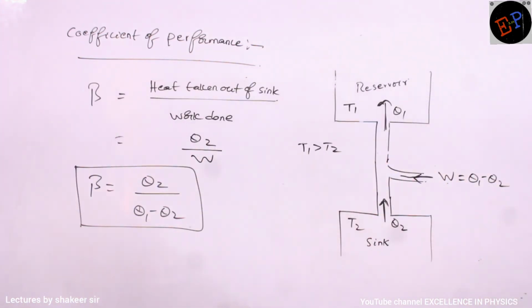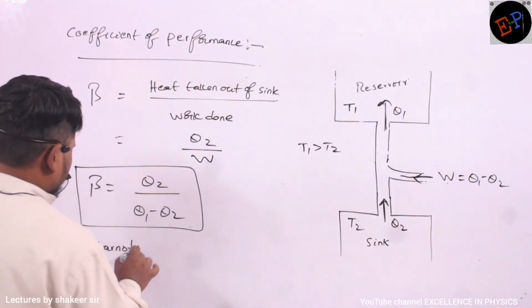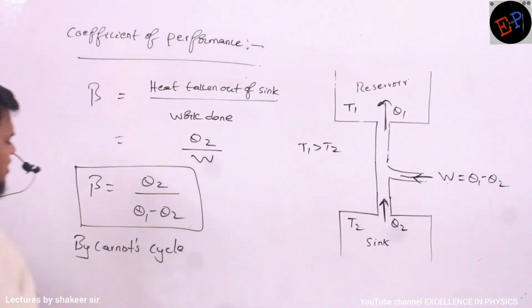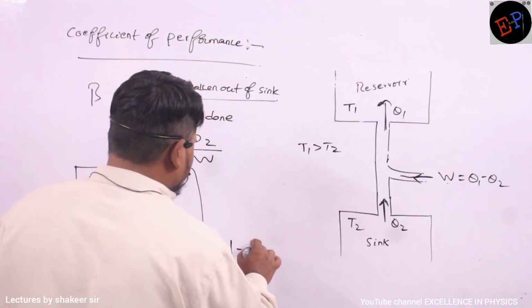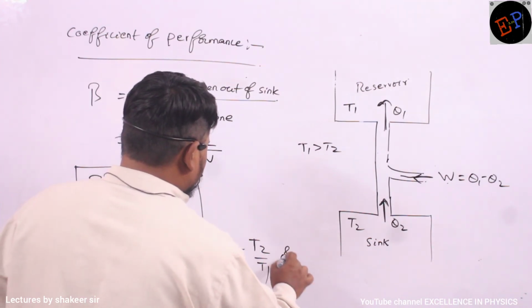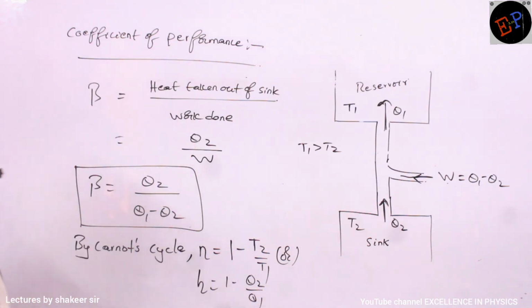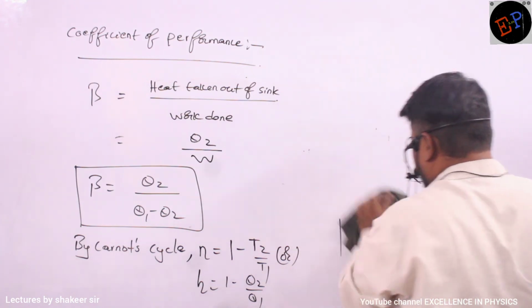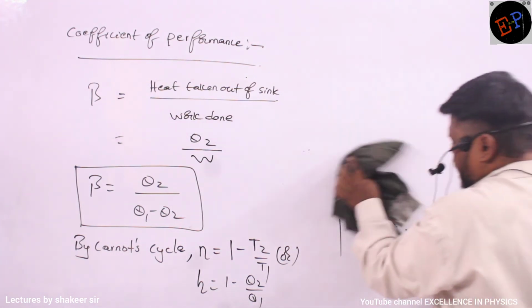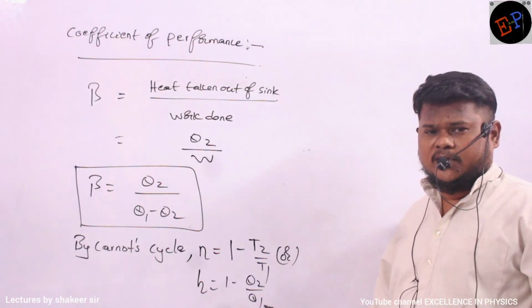Okay, ma? Now, by Carnot's cycle. What is meant by Carnot cycle? We will study later. By Carnot's cycle, efficiency of a heat engine can be written as 1 minus T2 divided by T1, or also you can write efficiency is equals to 1 minus Q2 divided by Q1. I can write like this also. Are you able to understand? So, what are the different formulae for efficiency, ma? One formula is 1 minus T2 by T1, another formula is 1 minus Q2 divided by Q1.